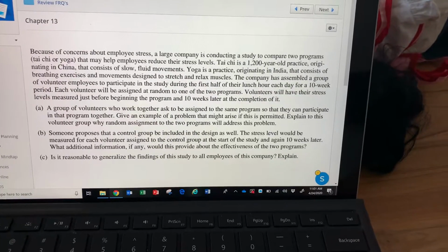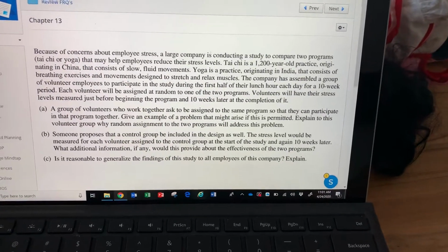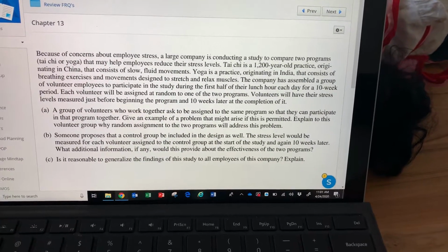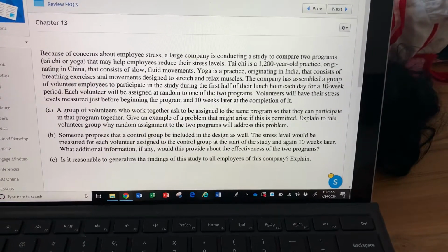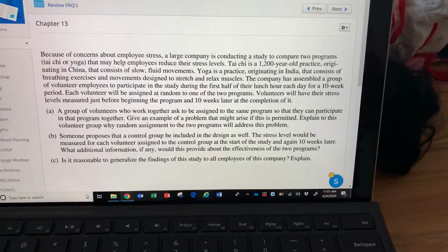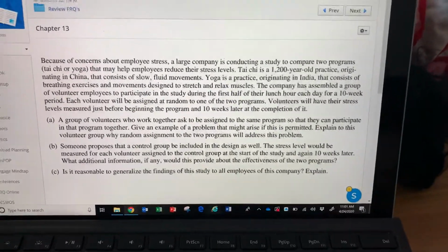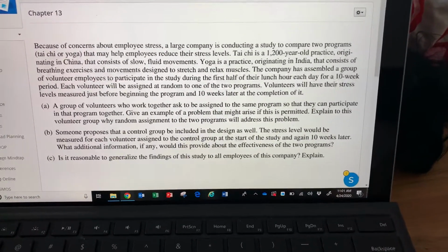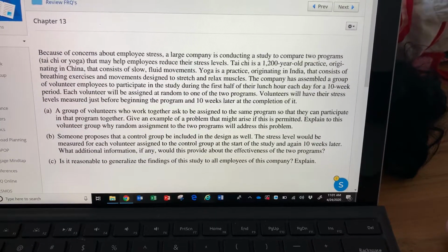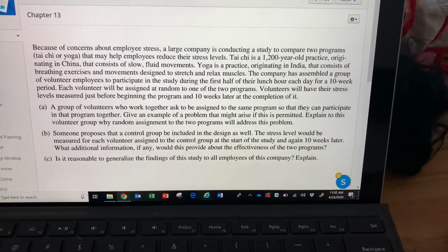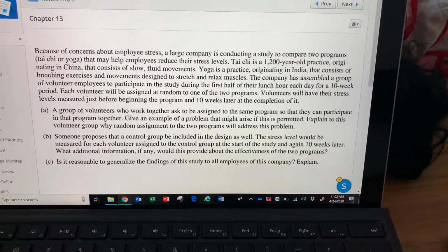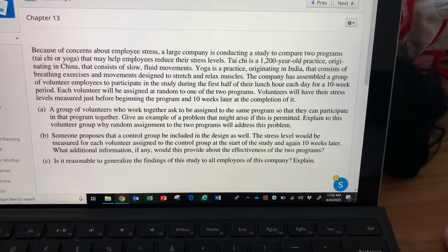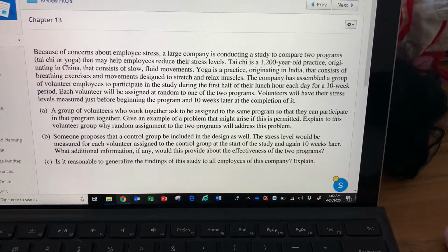So this is the question on chapter 13 that was talking about doing an experiment. And we know it's an experiment because treatments are given. That's what makes an experiment an experiment. The first question said, a group of volunteers who work together asked to be assigned to the same program so they can participate in the program together. Give an example of a problem that might arise if this is permitted.